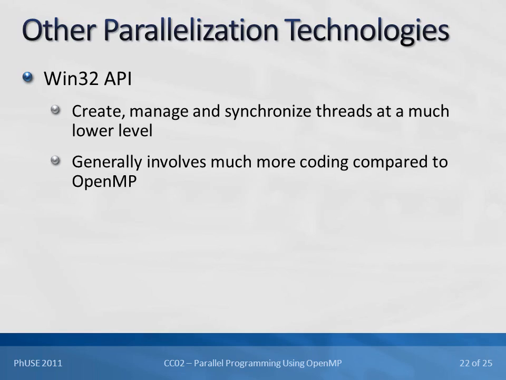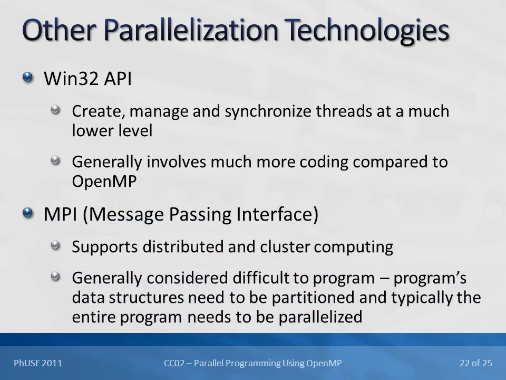MPI is another popular technology. It's more useful for grid programming. OpenMP cannot be used for grid computing. MPI can be used for that. Again, MPI is generally considered more difficult to program, but in some cases there is no alternative. You have to use MPI.